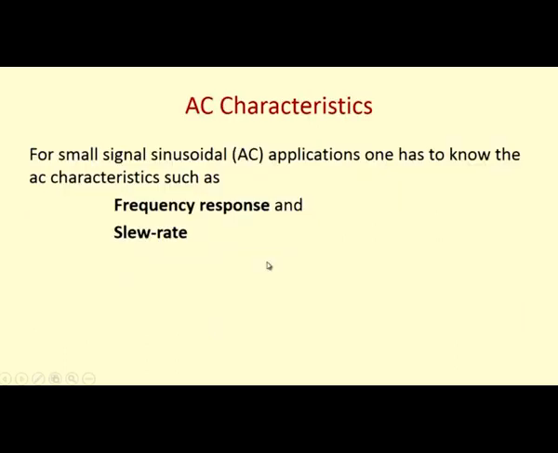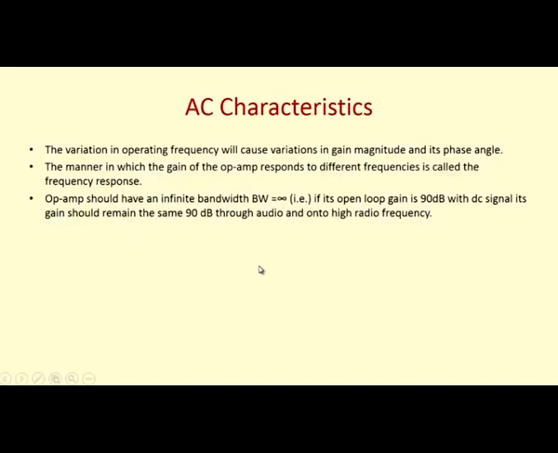AC characteristics of operational amplifier. There are two important parameters in AC characteristics. One is the frequency response, the next one is the slew rate. The frequency response of 741 is given as Bode plots. There are two Bode plots, which are the gain with respect to the frequency and the phase with respect to the frequency. And we know that the open loop gain is infinite and the bandwidth is infinite.